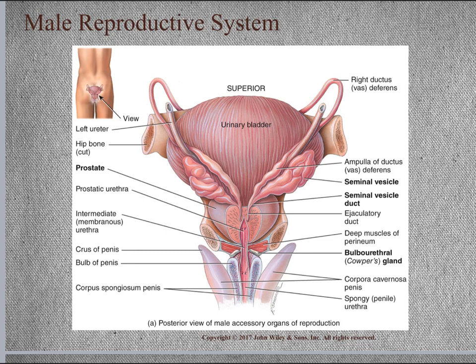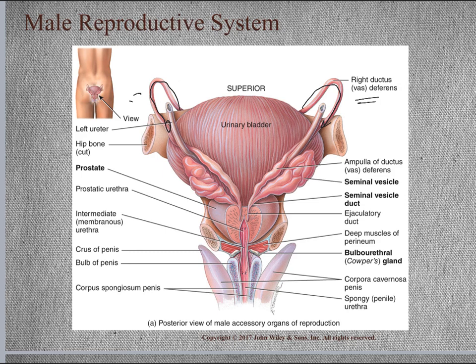Let's look at some of this internal anatomy. What we see looping over the bladder is our right and left ductus deferens, or vas deferens. Now, we're looking from the posterior view. That's why our right is on our right and our left is on our left. We're looking from behind so we can see all these structures.